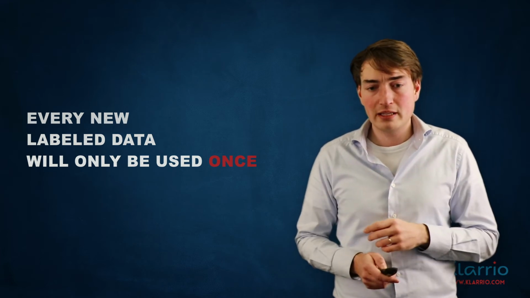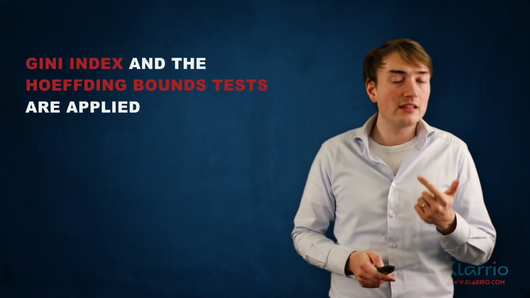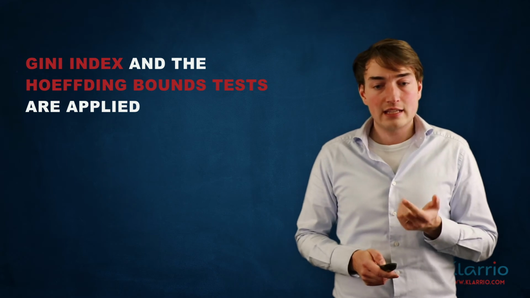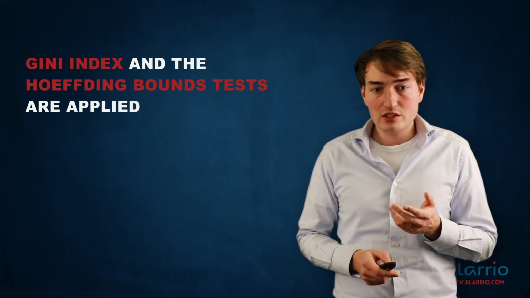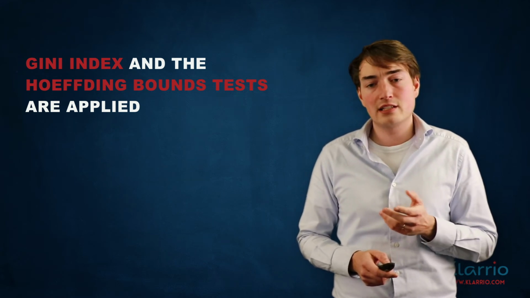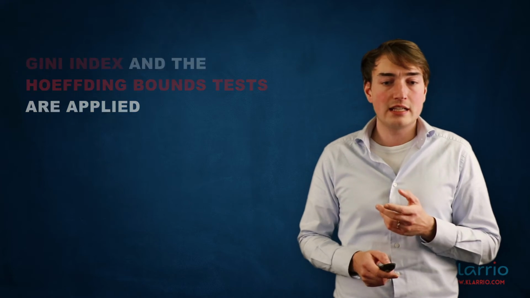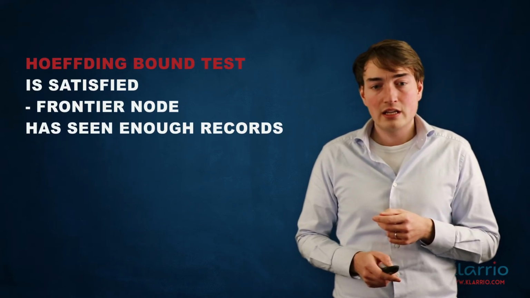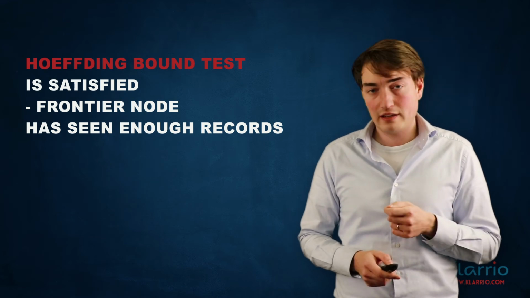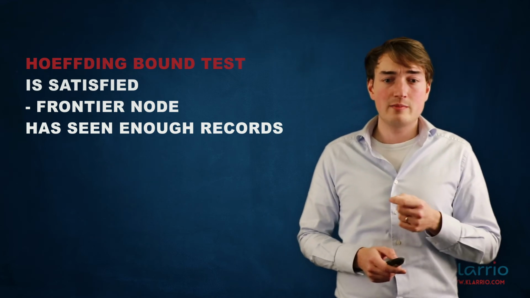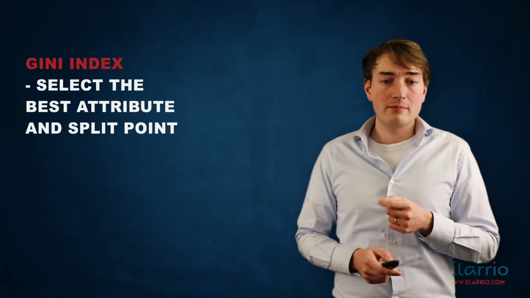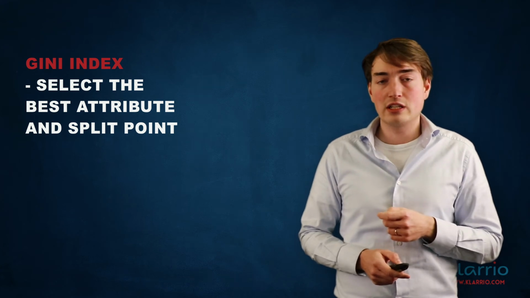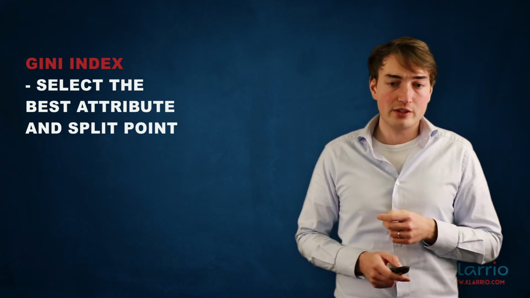Going back, whenever a node accumulates a minimum number of labeled records at the node that is currently developing, the Gini index and the Hoeffding bound tests are applied. If the Hoeffding bound test is satisfied, then the frontier node has seen enough records to determine the best attribute and the split value. And how is that determined? That is based on the Gini index. The Gini index is used to select the best attribute and split point.